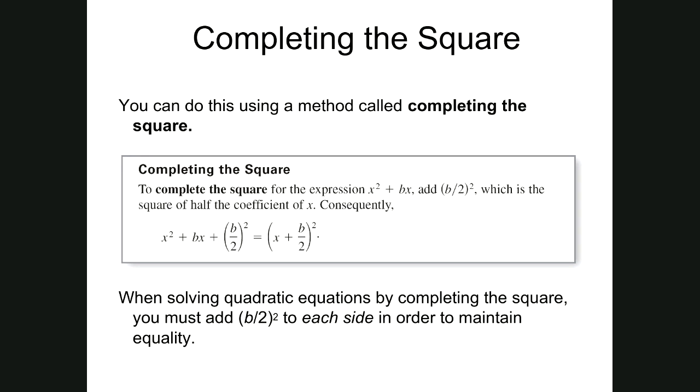It says you can do this method called completing the square. When you complete the square, what you're doing is you're taking half of the middle term, so half of the b, and you're squaring it. And that's what you're going to add to both sides. Okay, so let's try another one.